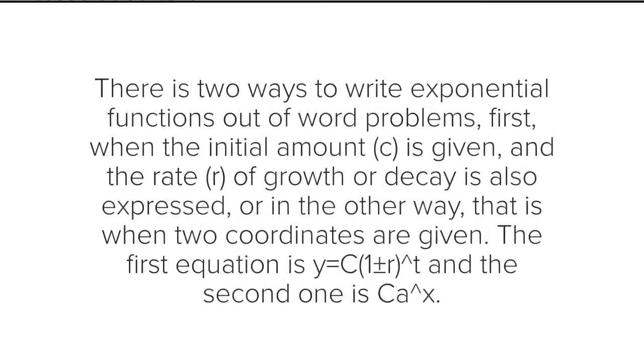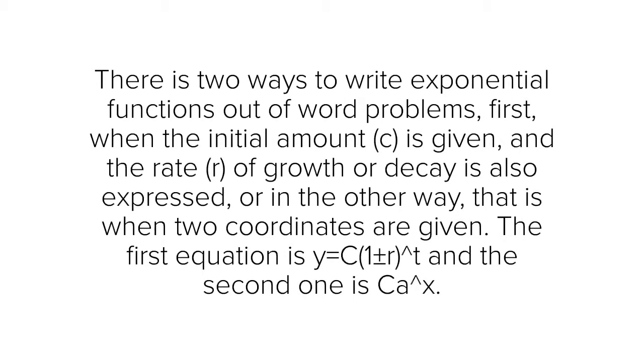Today, we are going to learn about writing exponential functions out of word problems, knowing their growth and decay, and also their variables. There can be two ways to write exponential functions out of word problems. First is when the initial amount is given, that is the variable c, and the rate, that is r, of growth and decay are expressed, or in the other way, that is when two coordinates are given.